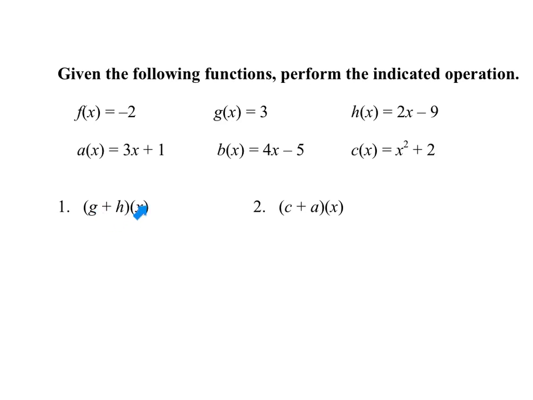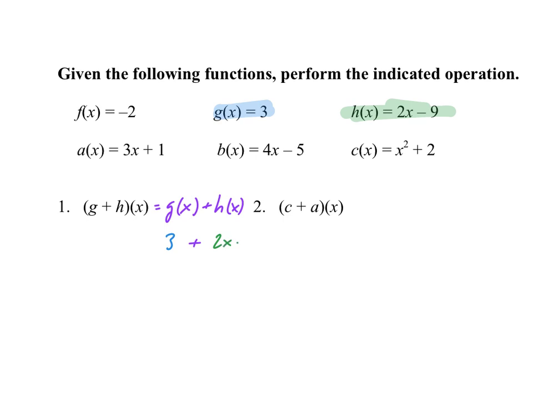So what number one wants us to do is take g plus h of x. I'm just going to take my function g, so I'm going to go up in here and look at g, and then I'm going to look at h. The idea here is that g plus h of x is the same thing as g of x plus h of x. So my g was 3, and then plus h, which is 2x minus 9.